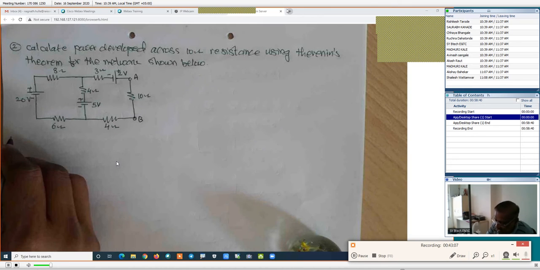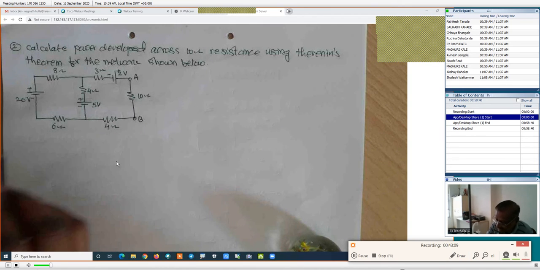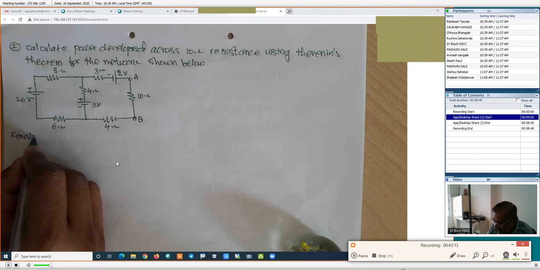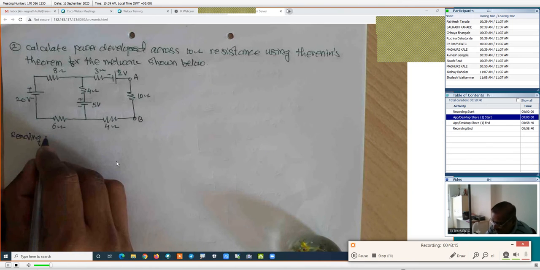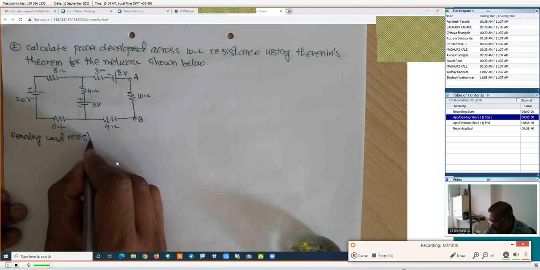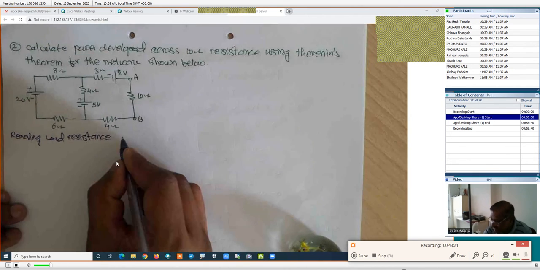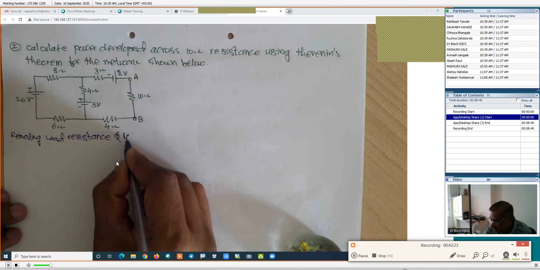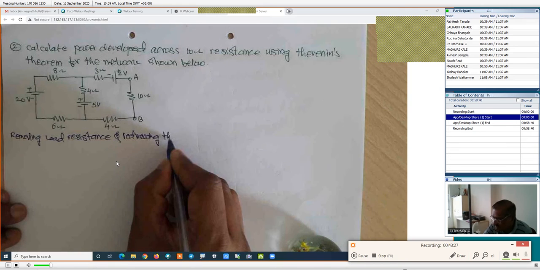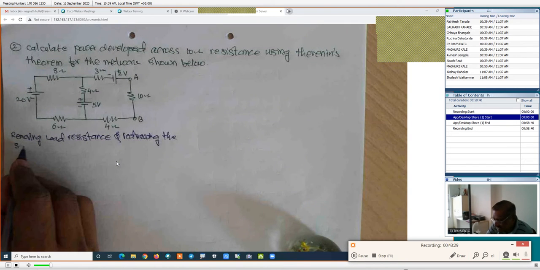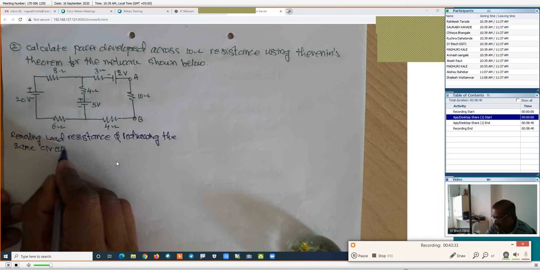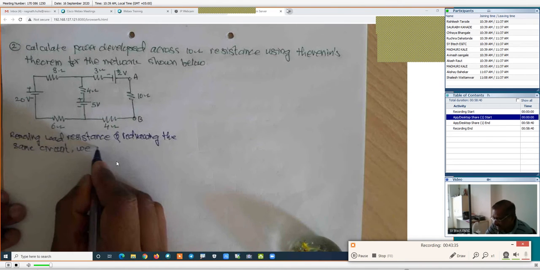Remove the load resistance and redraw the same circuit. I will write here: removing load resistance and redrawing the same circuit. We get... now what do we get here?